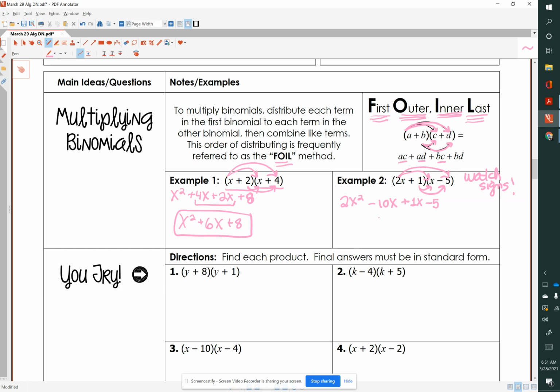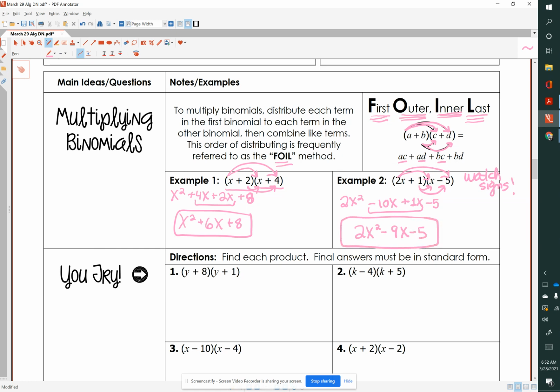All right, let's put the terms together that are like terms. So we've got negative 10x plus 1x can combine for negative 9x. So our final answer, 2x squared minus 9x minus 5.